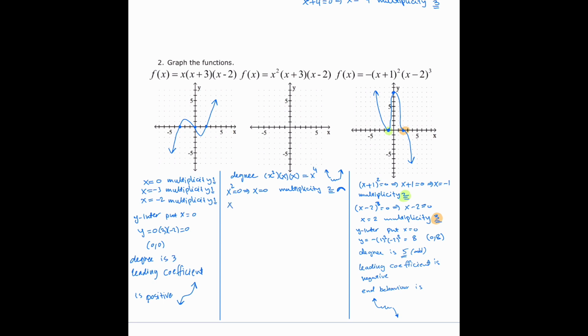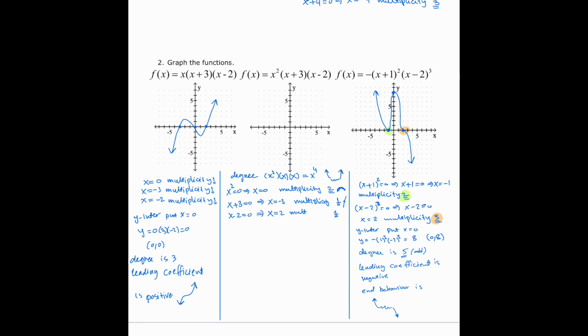The next one is x plus 3 equals 0. This will lead me to x is equal to -3, and the multiplicity is 1. The graph is going to cut through that point like a line does. x minus 2 equals 0, and that is going to give me x is equal to 2, and again the multiplicity is 1, so the behavior is similar to a linear function.